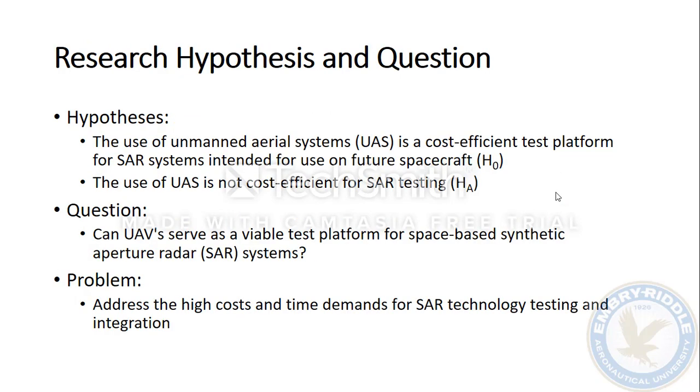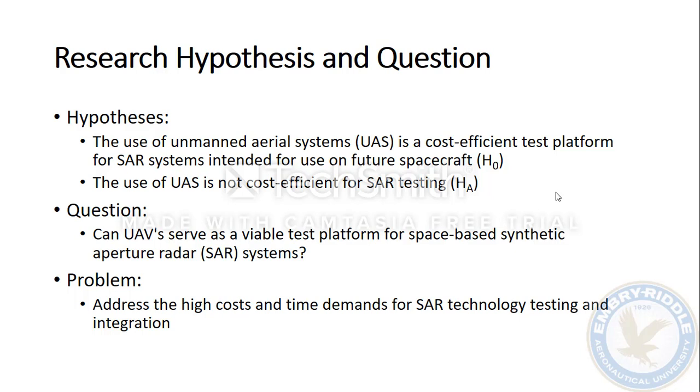So what's the hypothesis? What's the question? What's the problem? Okay, so we're trying to say that the null is that UAS is a cost-efficient test platform for SAR sensors that we can use on future spacecraft. Conversely, the alternative hypothesis is it's not.